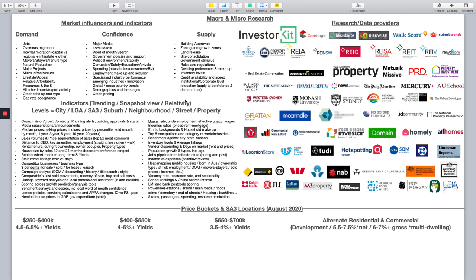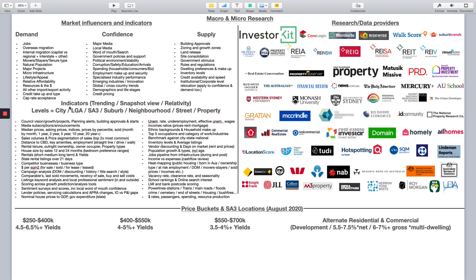Now, those are the core heavyweights of moving influences of the market. These things are the core things that shift your property markets. But then it comes down to how do you find what's happening, or what do you specifically look at? And this is when indicators come into the picture.